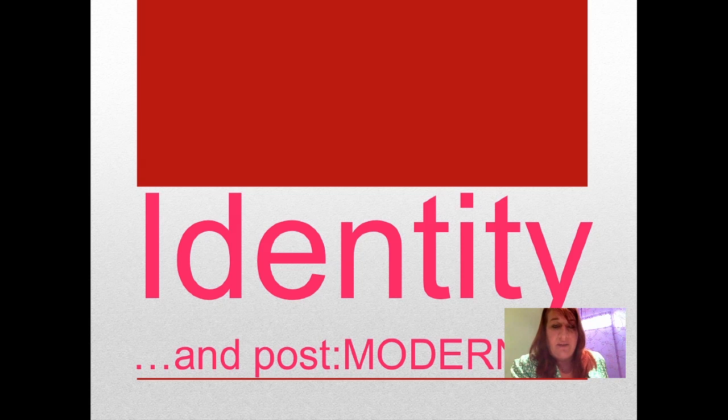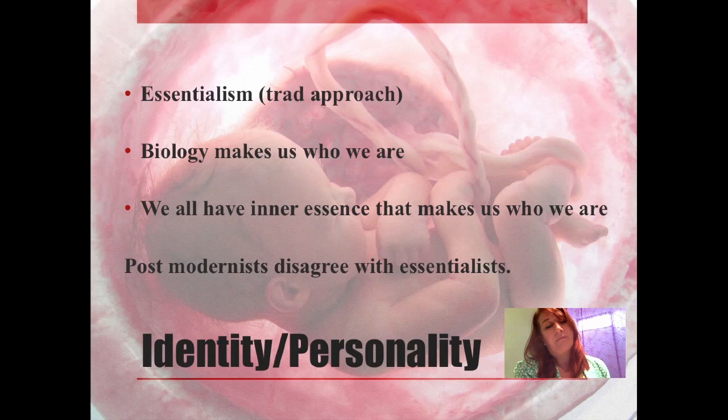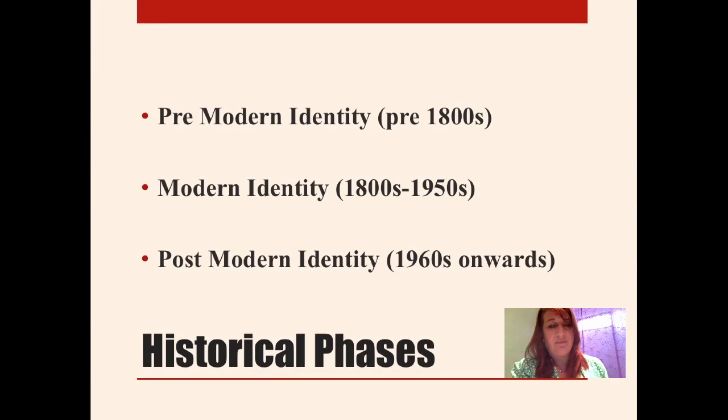So let us take this back down then to identity, and particularly the argument that we live in more of a postmodern world, and within this context identity takes on different meaning. Identity can be linked to our ideas about personality. The traditional approach, which we see as the essentialist approach, is that biology is what makes us who we are, and that we all have this inner essence. Postmodernists generally disagree with essentialists, and it's part of our argument now to look at this discussion.